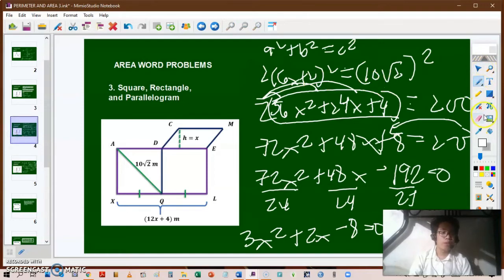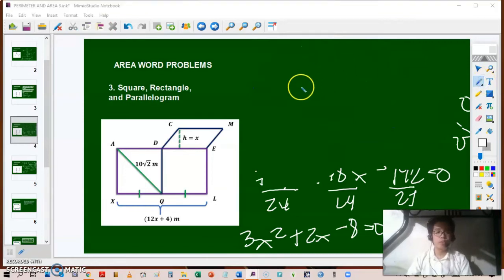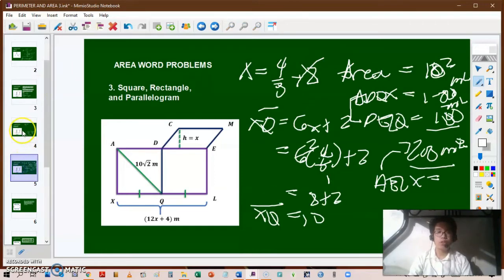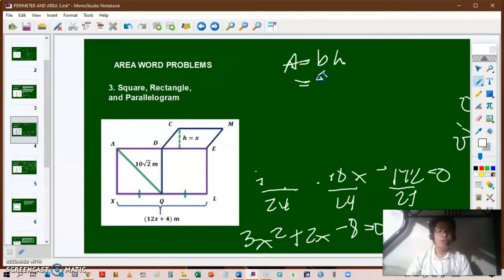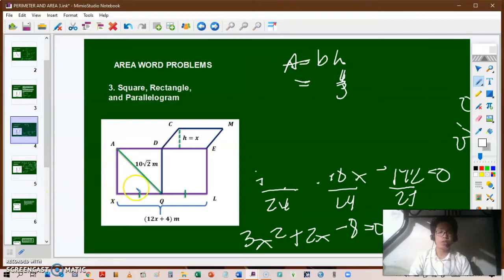So how do we find the area of the parallelogram? The formula for the area of a parallelogram is A equals base times height. Now we know that the value of our x is 4/3, right? We already solved for that. So we substitute 4/3 for our height here. And then the value of our b is simply 6x plus 2, since they're congruent. We've already solved that, so that's going to be 10.